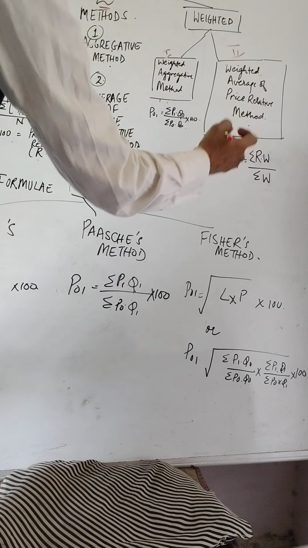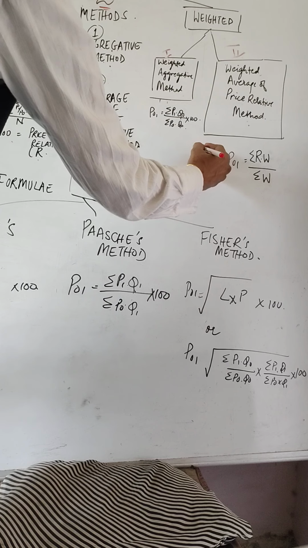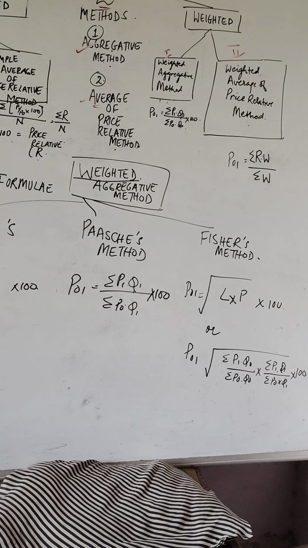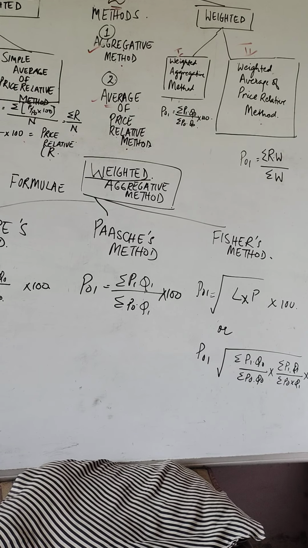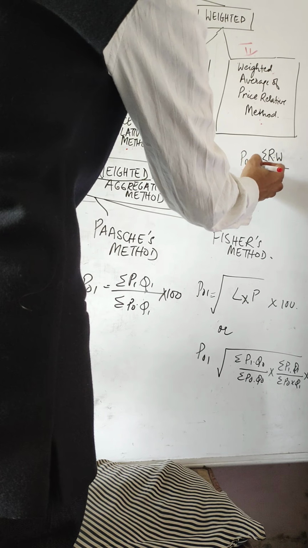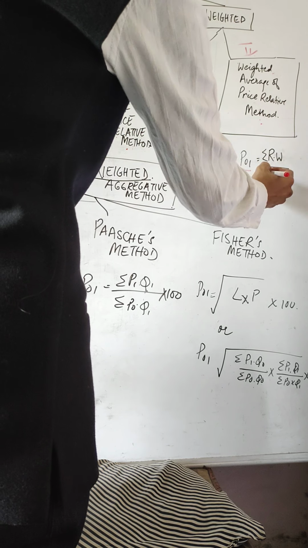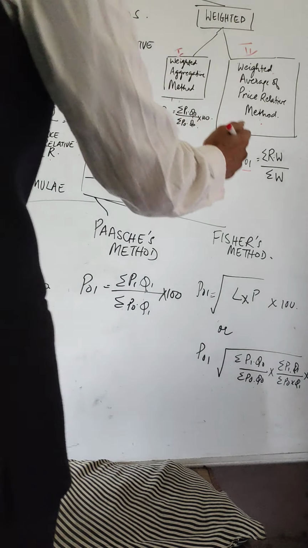So what do you take? You take the price relative. What is a price relative? P1 upon P0 into 100, that's the price relative. Now what we do here is, we put it as R. So index number is equal to sigma R, that is price relative, into the weights, divided by sigma the weights. Alright, so these could be what is known as the value weights.